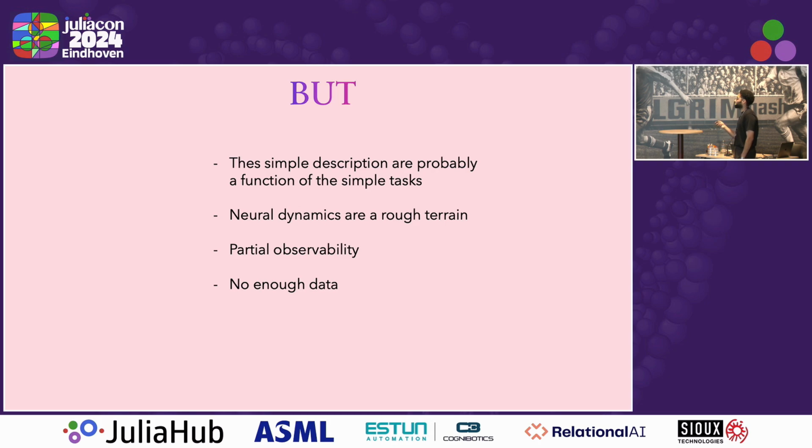Neural dynamics is quite a rough terrain. It's a nonlinear dynamical system that evolves across different temporal and spatial scales. You have partial observability: you're only observing a couple of neurons or a proxy of these recordings, while you have billions of neurons, and you typically don't have enough data. And even if you have this data, it's quite noisy.